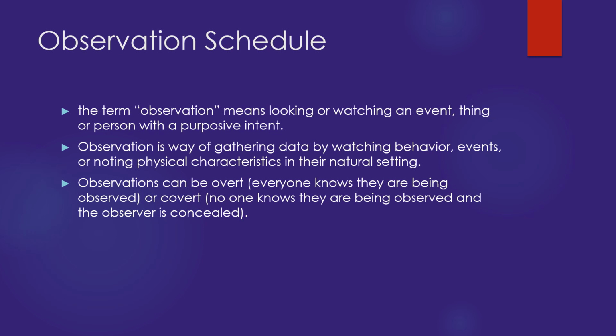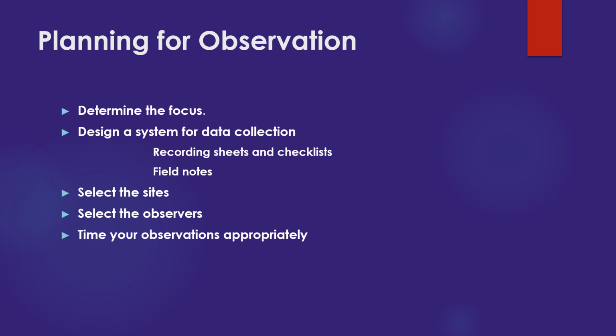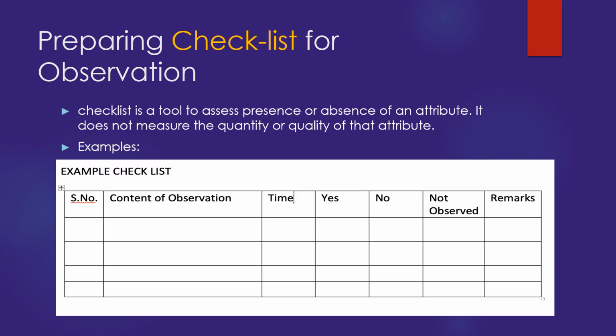Observation means looking and watching an event, thing, or person with a purposive intent. When you are preparing the observation schedule, you should have knowledge about how to watch the behavior, the events, and the physical characteristics in the natural setting. Nothing can be manipulated, so that no one knows they are being observed and the observer is concealed. Then you should have a plan for your observation schedule, how to record the sheets and how much time you should spend.